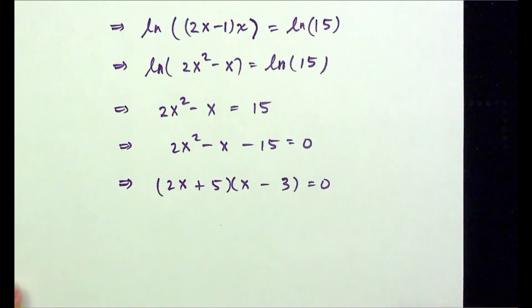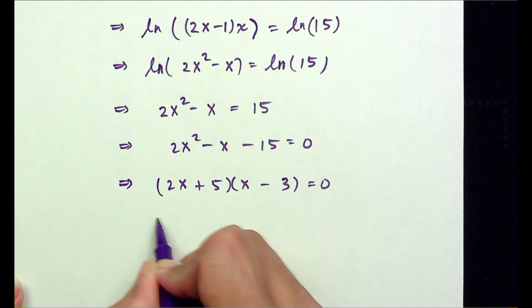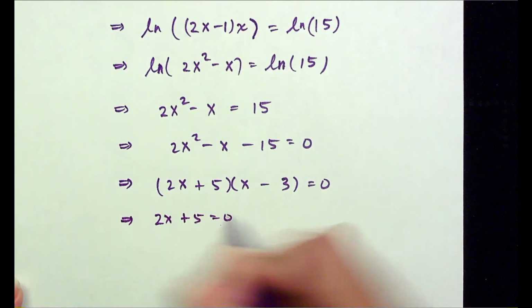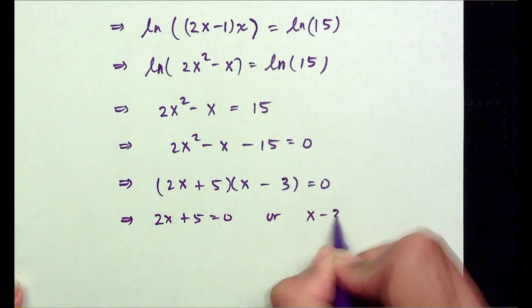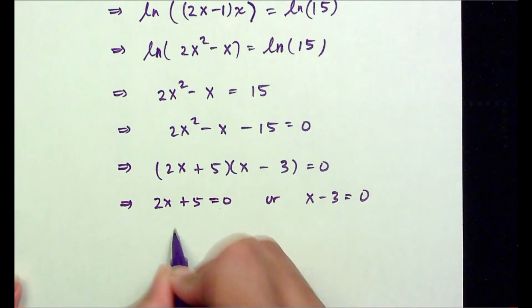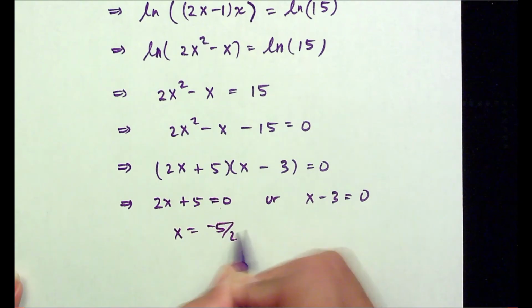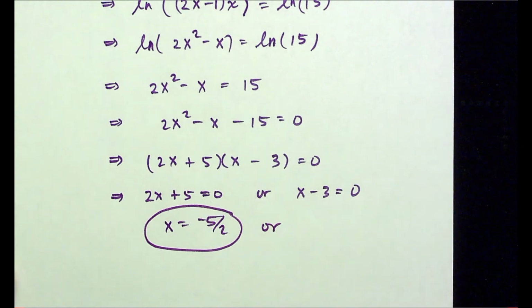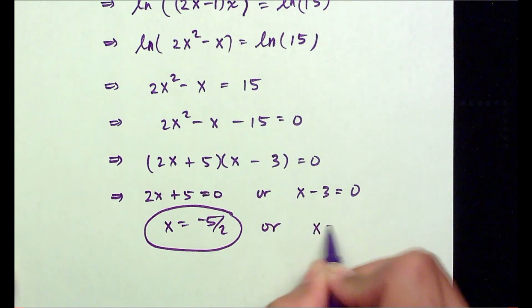Okay. All right. Now set each of the factors equal to 0, for x minus 3 equal to 0, and solve each of these. This one gives me x equals negative 5 halves. And this one gives us x equals 3.